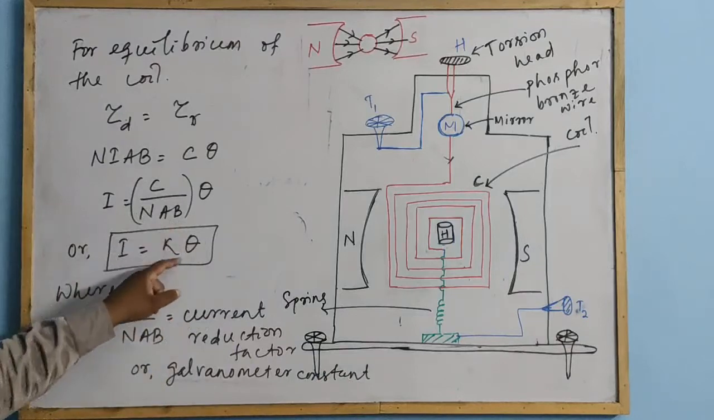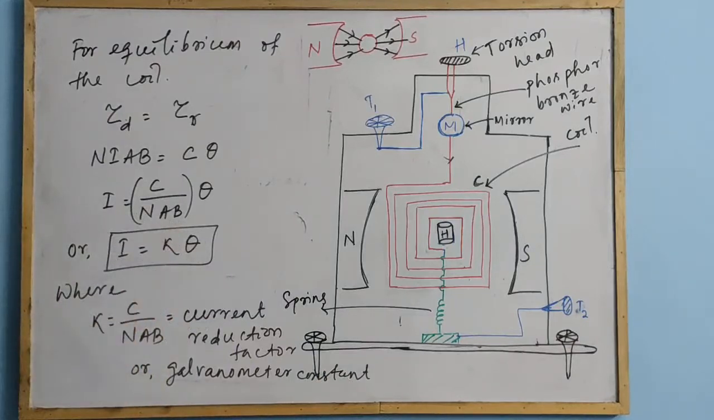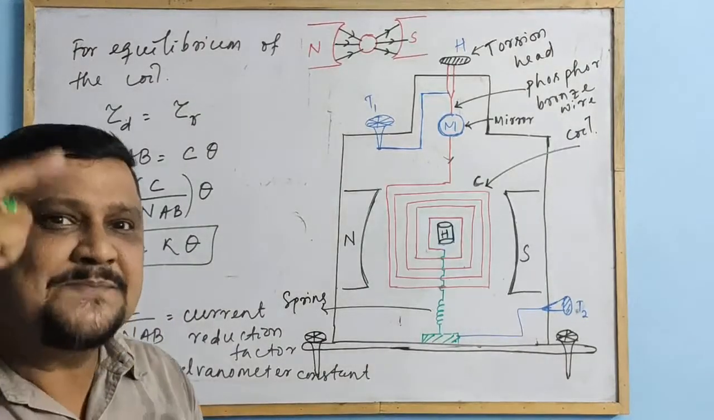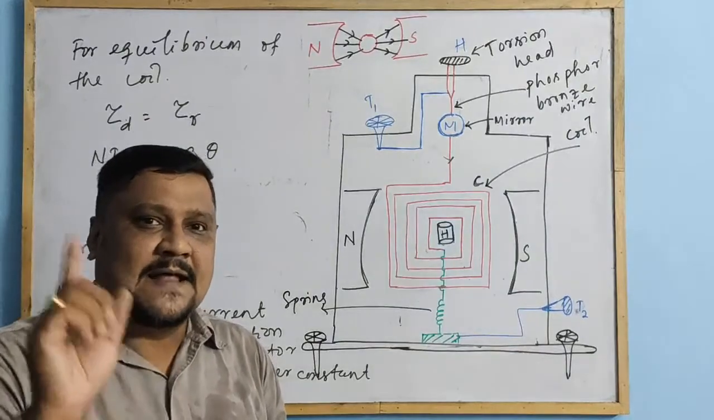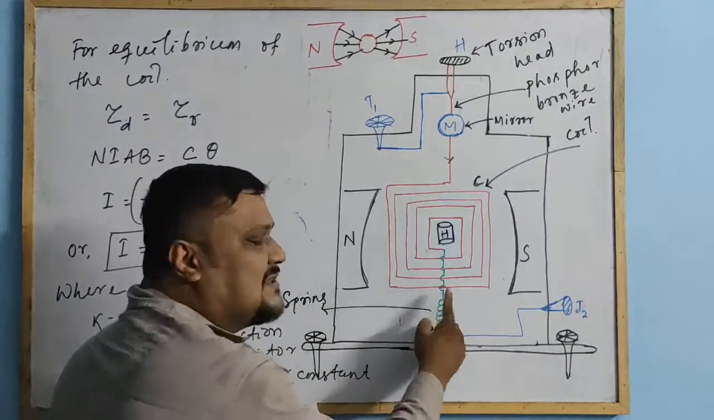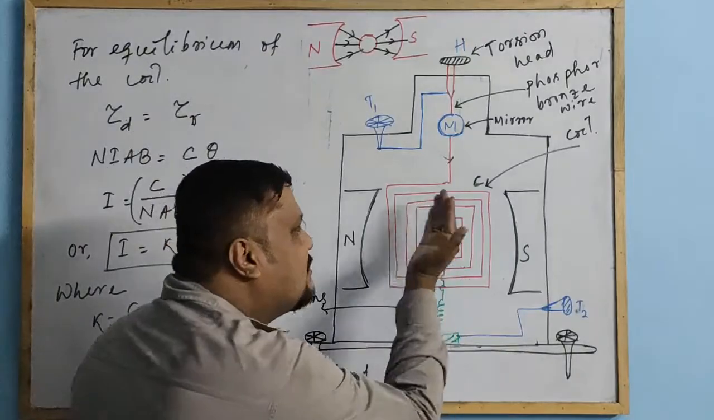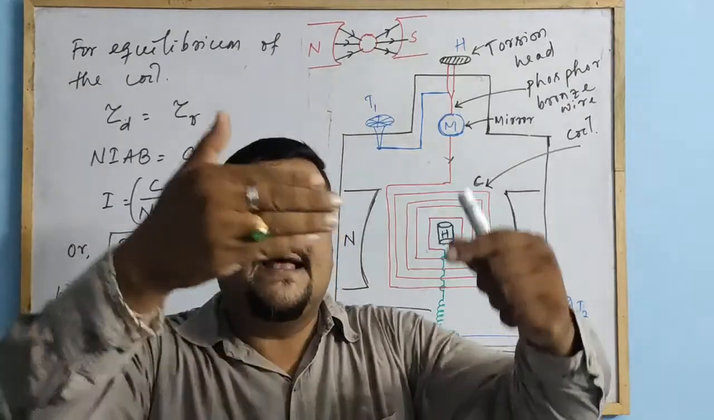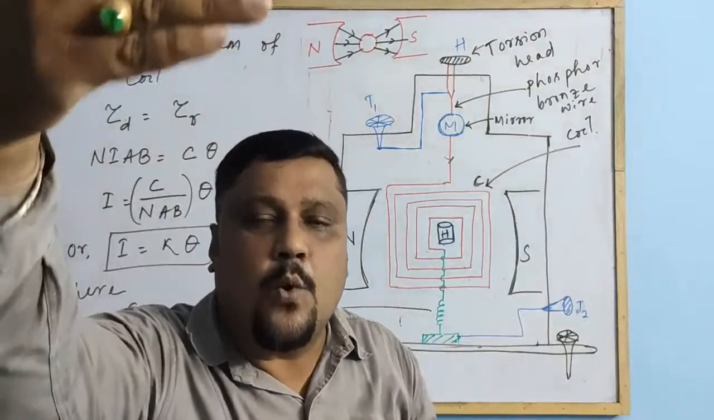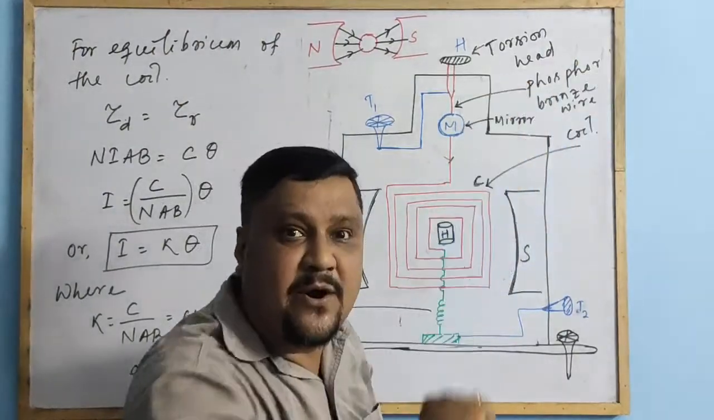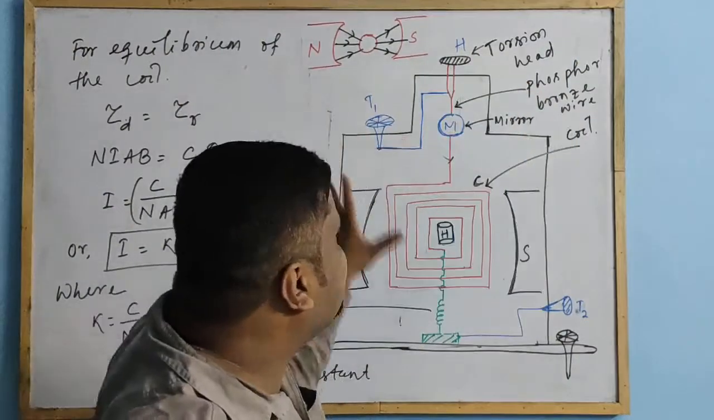And if this is a constant, then from this equation you can say I is proportional to theta. If the current is proportional to theta, that is the deflection. Theta is the deflection. How much the spring deflects according to how the coil deflects. And this deflection can be noted by a linear scale placed over the mirror. Now this is the construction part.